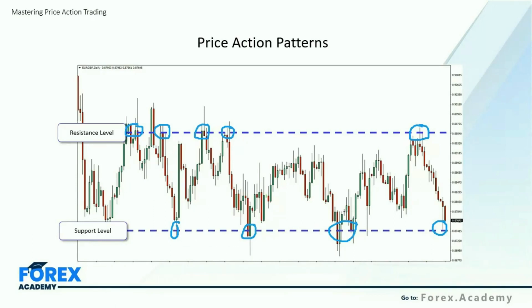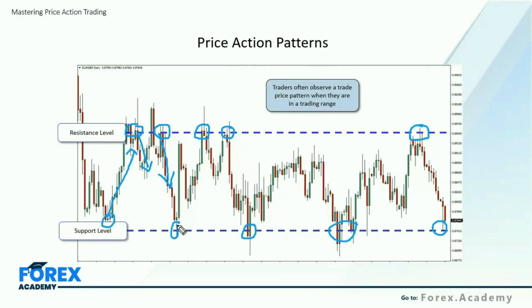But what we mean by this is traders often observe a trade price pattern when they are trading even within a range. So we have range-bound traders that look to buy the lows, push prices higher, and then when price reaches a level of resistance, they're looking to sell and drive markets lower. And this sort of just occurs time after time after time. But these are very much your range-bound traders. These are the trades that these traders look to trade.